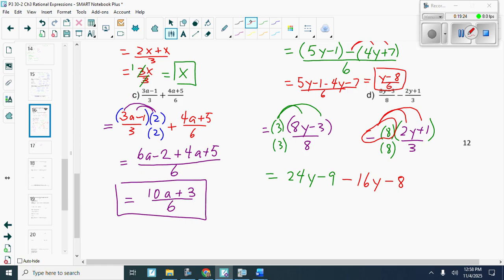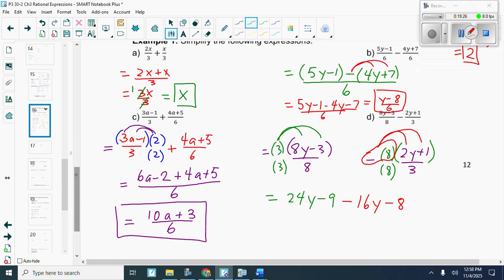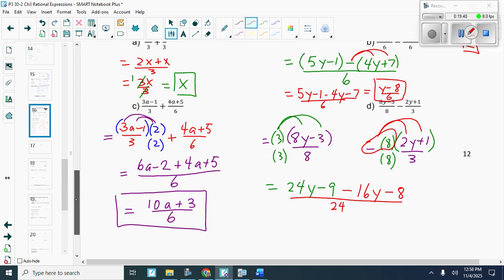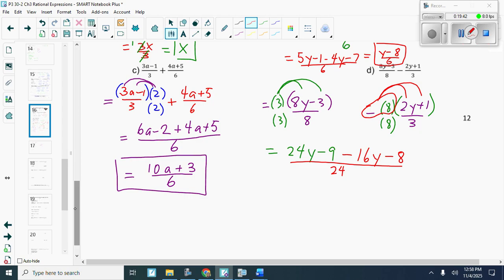Just like in this question where we had to distribute the negative. The negative is just attached to the 8, so you're going to distribute a negative 8 through the brackets. And then it's all over our common denominator of 24. Any NPVs on this one yet? Nope. We still just have a number on the bottom, so no restrictions.